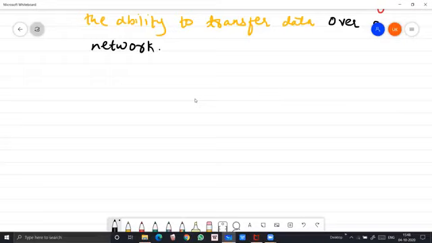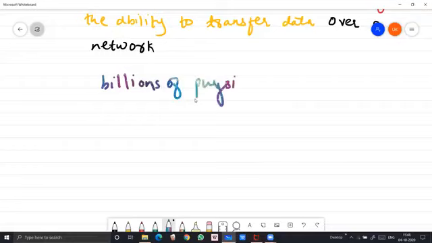So in simple terms, we can say the Internet of Things, or IoT, refers to the billions of physical devices around the world that are connected to the internet, and all collecting and sharing data over the network. Okay, students. So what does it have? It has billions of physical devices.